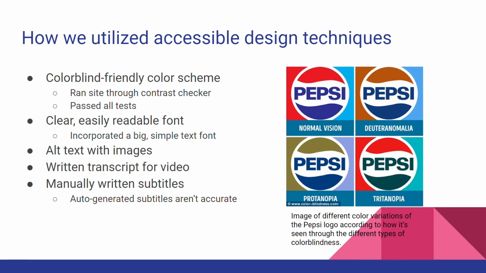Next, we made sure to have a clear, easily readable font on our website. So we made sure it was a big, simple text font instead of a curly one. We also made sure to include alt text with all our images so that those who suffer from a visual impairment and would rather read text are able to know what images are on our website. As you can see on the right, I have included alt text for this image.